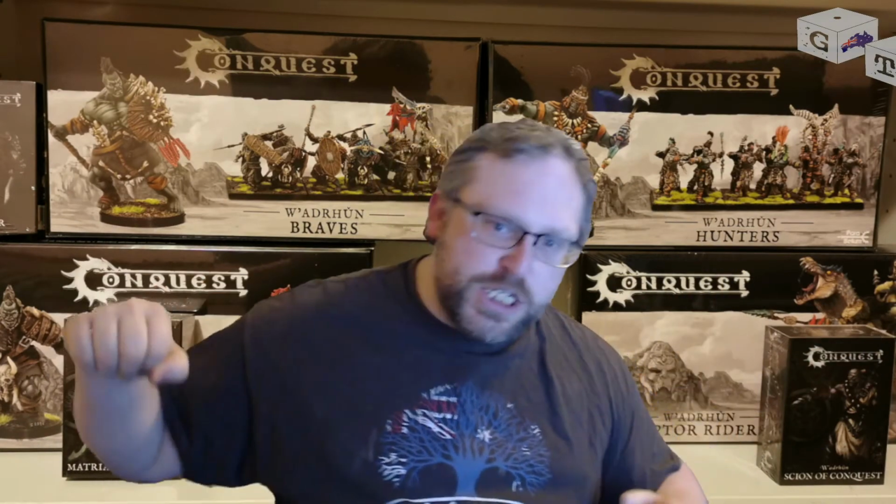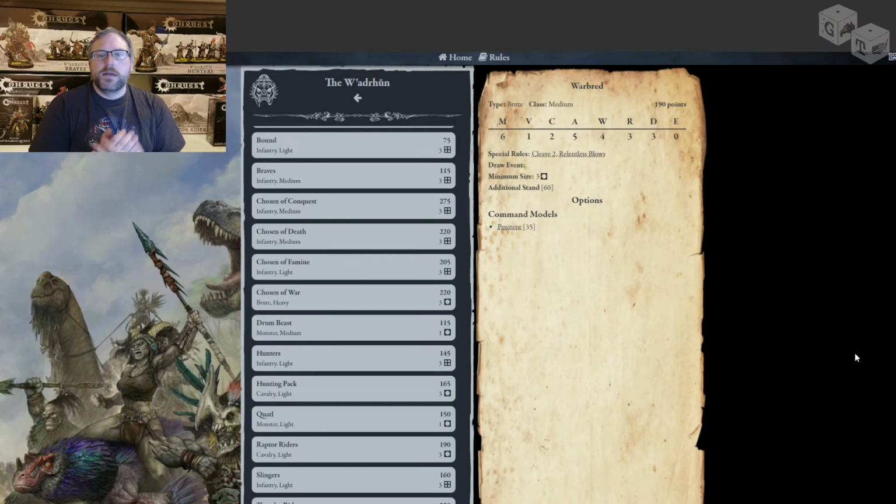So, our Warbred are the big chunky boys that are smashing people with pillars. What's not to love about that? Well, there's no dinosaurs, but they look really, really cool. Alright, so the Warbred are brute types. They are a medium weight class, and they are 190 points. So they are equal to your Raptor Riders.